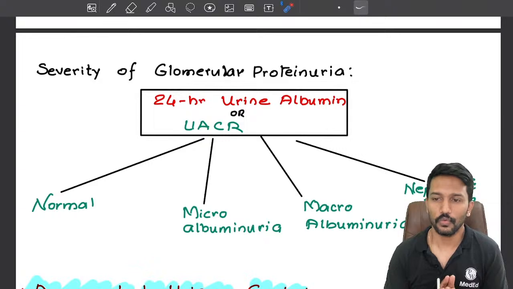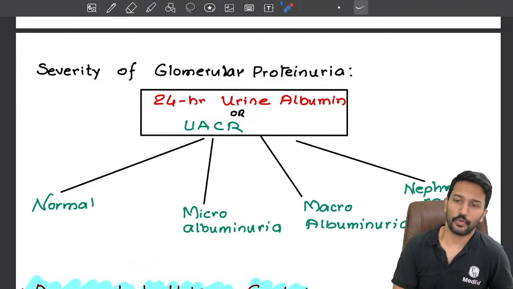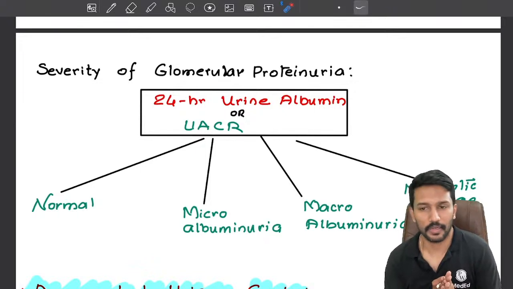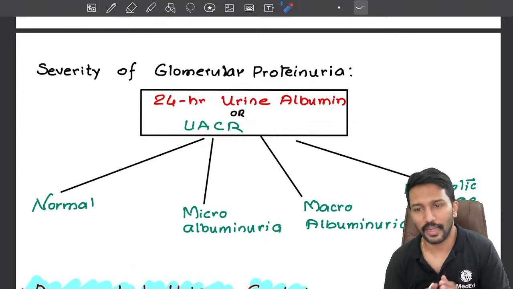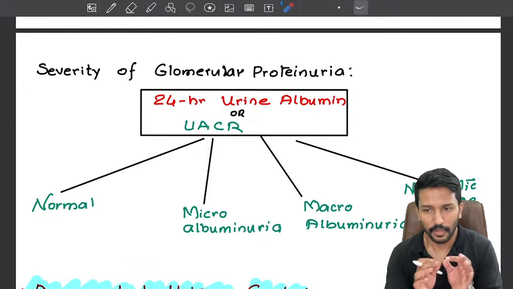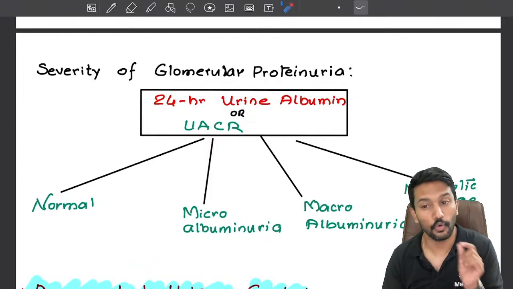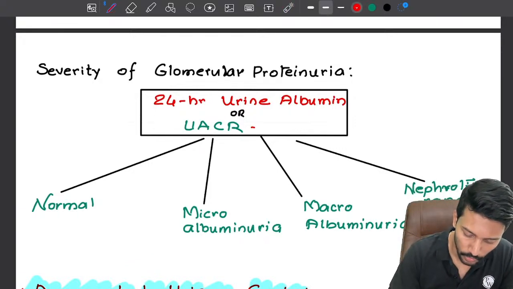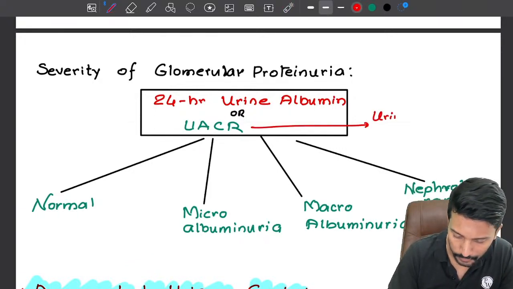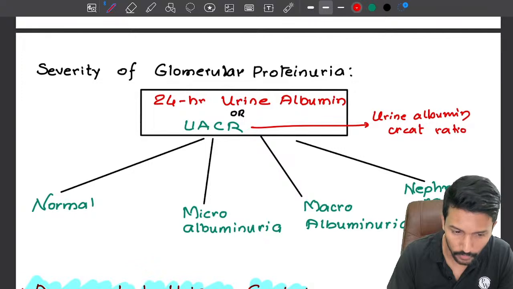Now, once you have proteinuria and you clinically recognize whether it is tubular or glomerular, the next thing is we need to also assess the severity of proteinuria, especially the glomerular proteinuria. How do we assess the severity? Albumin is secreted when there is glomerular injury, so we can look at the albumin levels in urine. We have to look at the 24-hour urine albumin, or alternatively, if you don't want to collect the 24-hour urine sample, then you have something called the urine albumin creat ratio. Either one of them can be used.